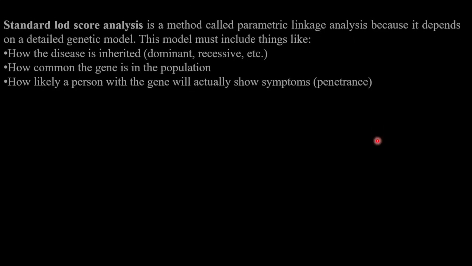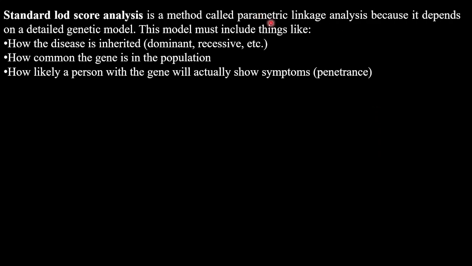So how can you do the segregation analysis? One is parametric linkage analysis. Here a mathematician or statistician creates a model. And how do they create the model? They use how the disease is inherited, dominant, recessive, or X-linked, what the pattern is; how common the gene is in the population; and how likely a person with the gene will actually show symptoms, meaning the penetrance.